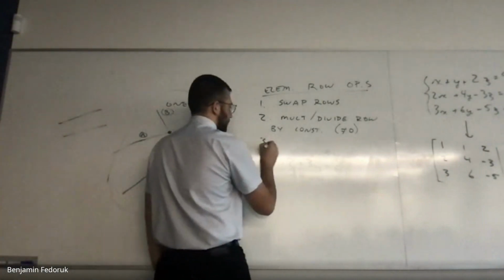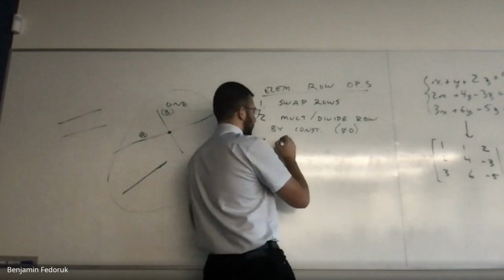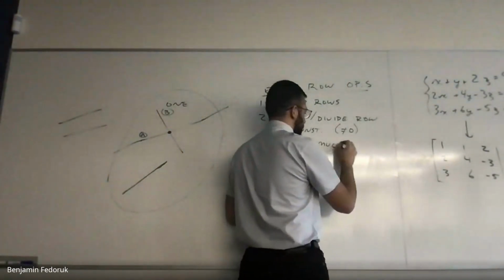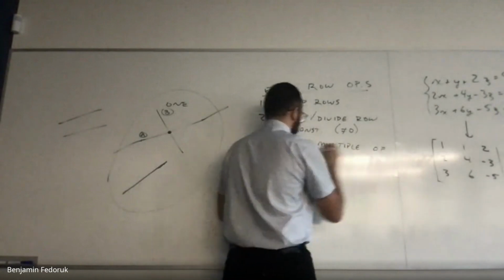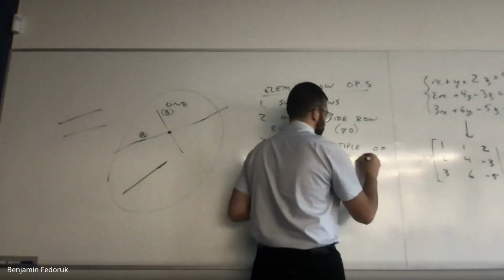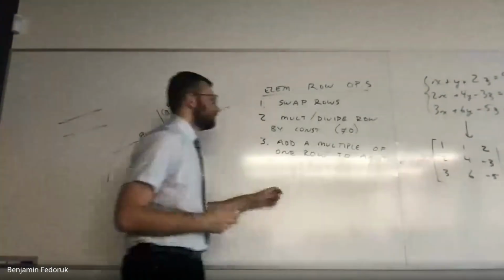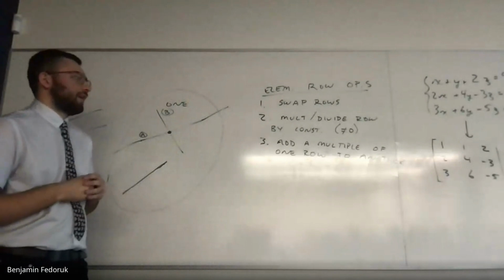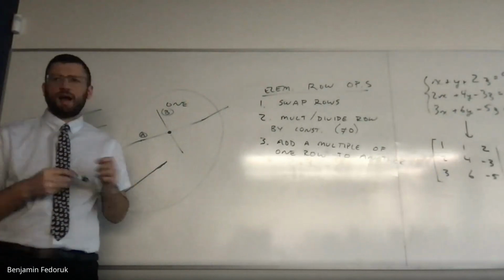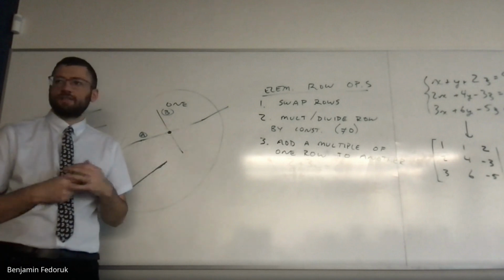Part 3. I can, and this one's maybe harder to see visually, but I can add a multiple of one row to another. So I can do like row 1 plus 2 times row 2. I can also subtract because the multiple could be negative. Does that make sense?